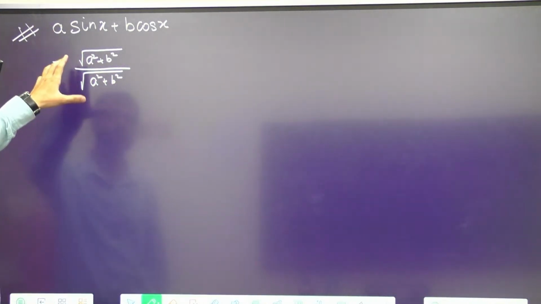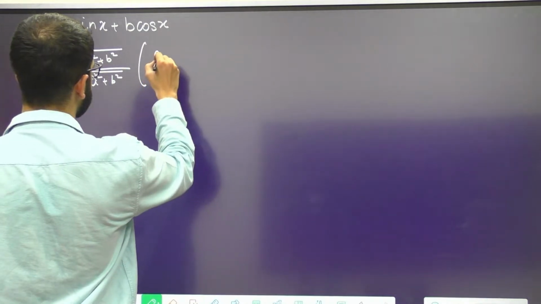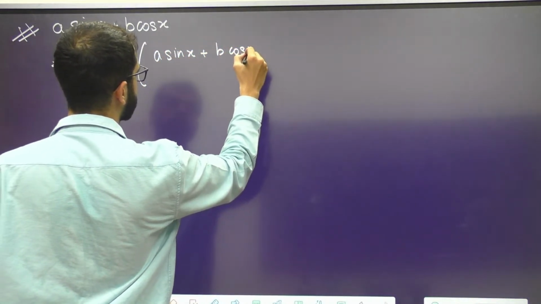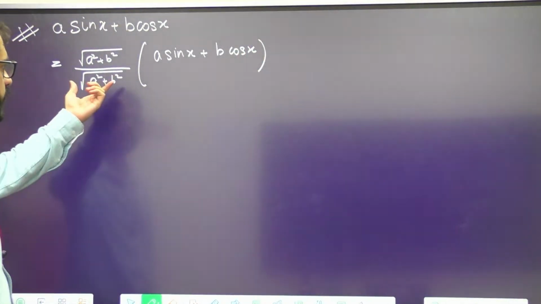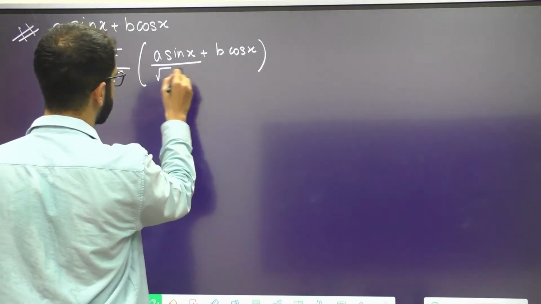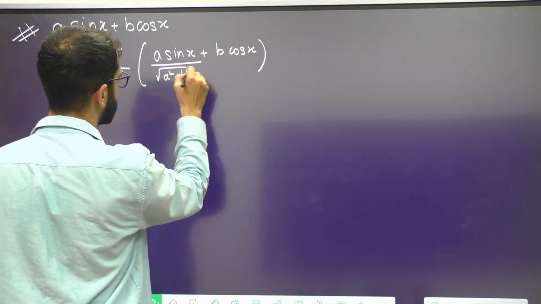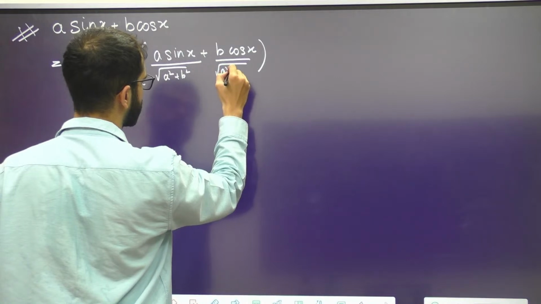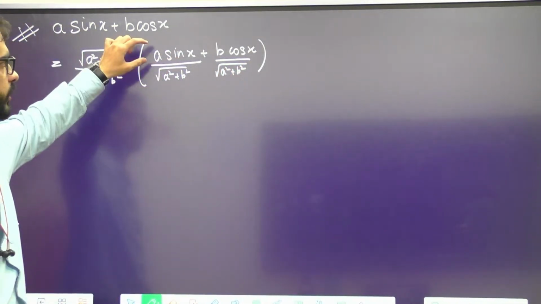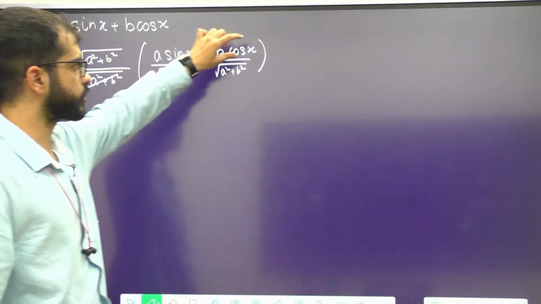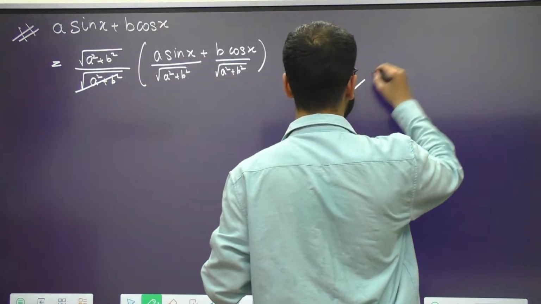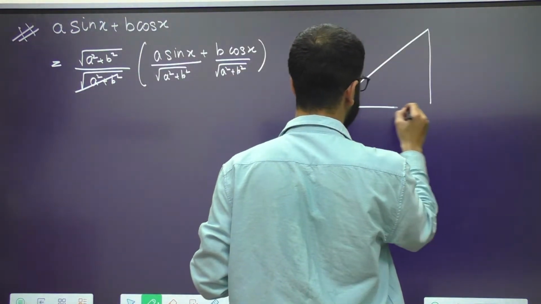If I multiply this thing with the entire expression, which is a sin x plus b cos x, I can take this denominator inside. So I'm going to write this as, and this as, okay. So now let's try to visualize. This is sin x multiplied with a upon under root term. This is cos x multiplied with b upon under root term. Let's try to visualize a, b and this under root term by using a triangle.